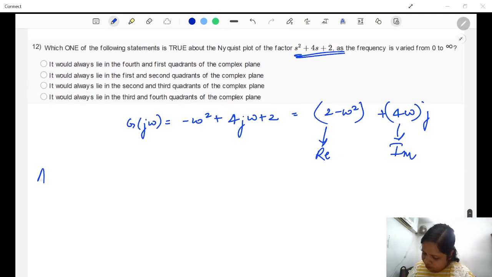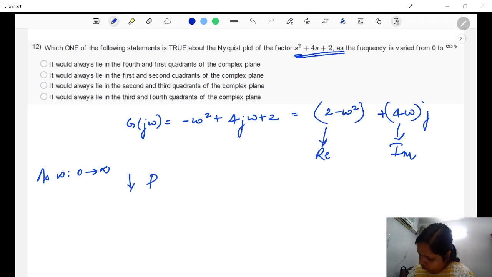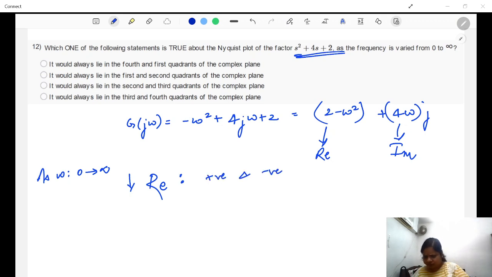So, as omega is varied from 0 to infinity, what happens? How would the real part behave? Let's say it was 0 initially and it goes till infinity. So the real part would have positive and negative sign both, right? Because it starts from 0 and goes till infinity. Whereas the imaginary part is always going to be positive.